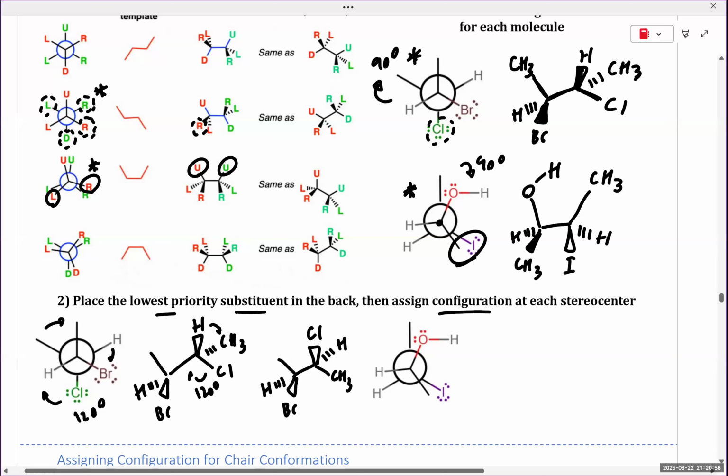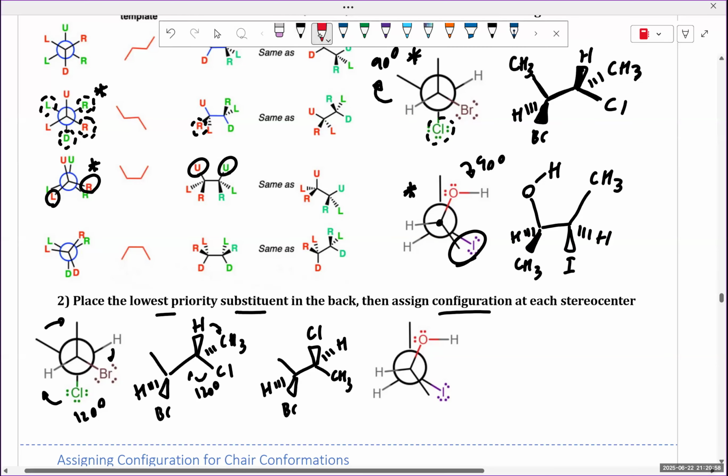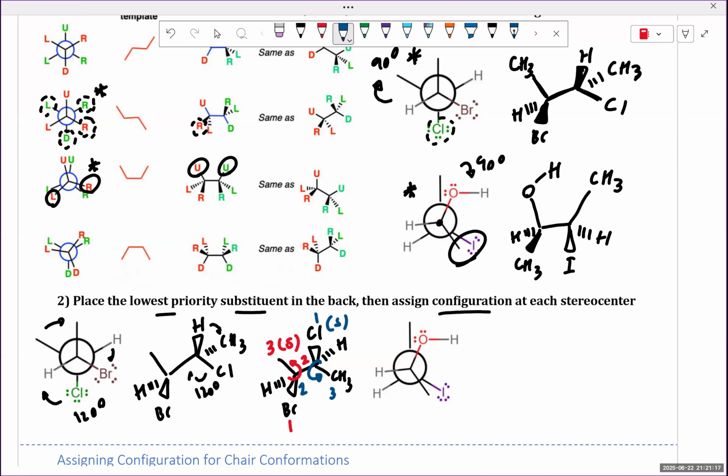From here, we can assign the configurations. Bromine's priority 1, this substituted carbon's priority 2, methyl's priority 3. The first center is S. The second center, chlorine's priority 1, the substituted carbon's priority 2, methyl's priority 3. Tracing counterclockwise, another S stereocenter.